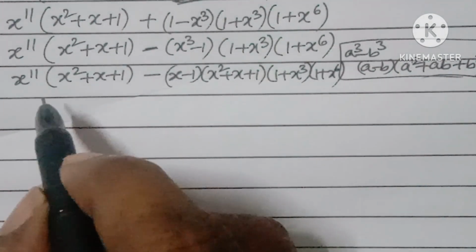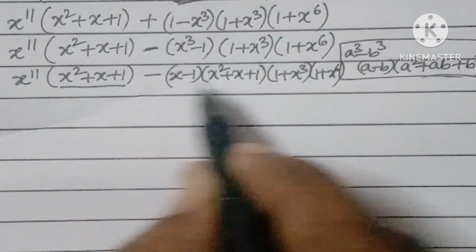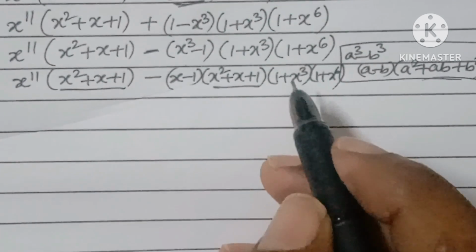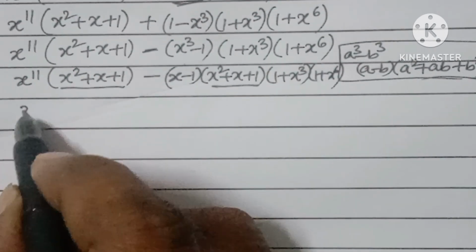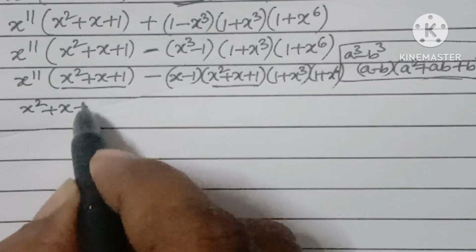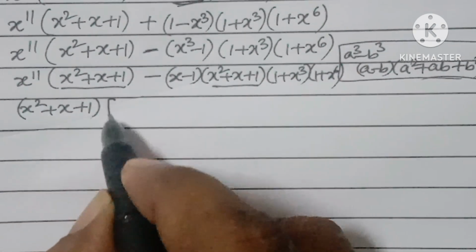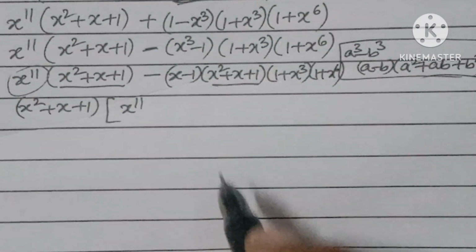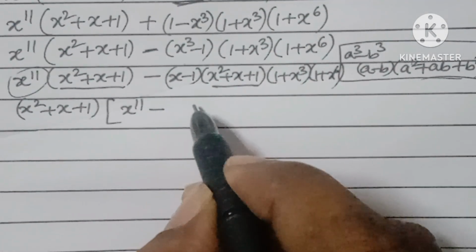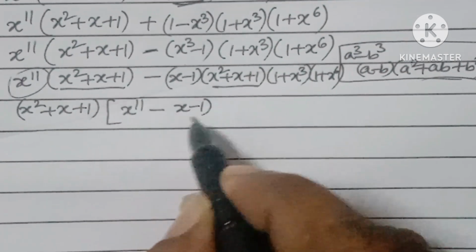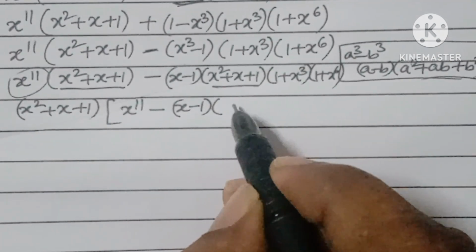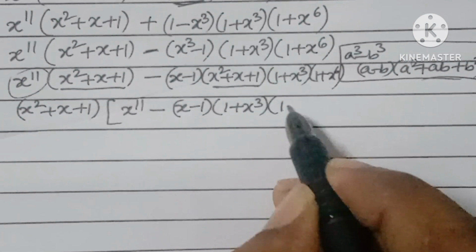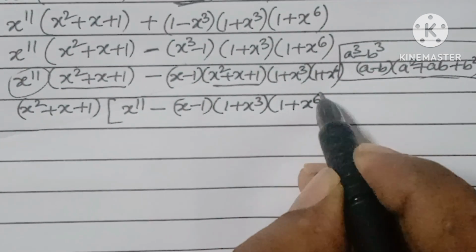So here, for these two terms you can take common x square plus x plus 1. Now what is left here? X to the power of 11 minus x minus 1 into 1 plus x cube into 1 plus x to the power of 6.